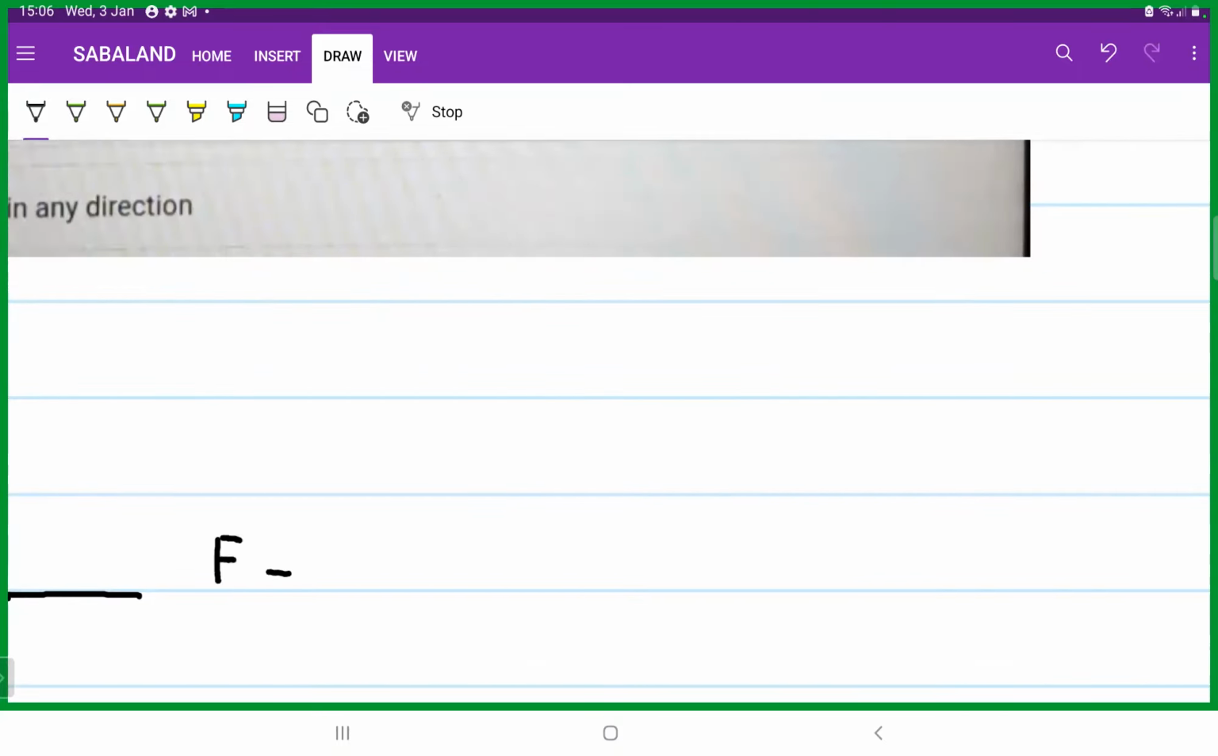The force equation is very easy. Capital F minus small f is equal to ma. Now we are going to write the torque equation. The force F is being applied at a distance of 3r by 5 from the center. We are finding the torque equation about the center O.